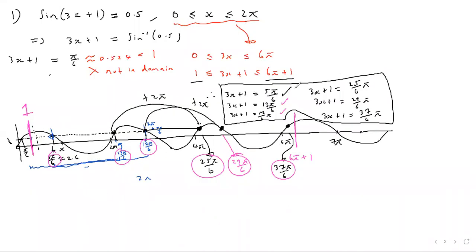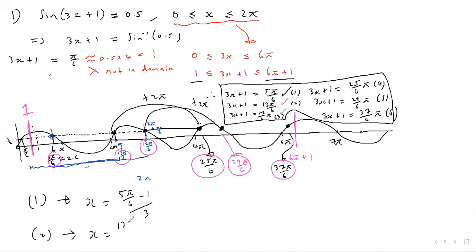So with the first one here, I'll call this 1, call that 2, call that 3, 4, 5, 6. So with this number 1, we've got, making x the subject of the formula there. Take 1 from both sides, divide by 3. You get x equals 5 pi over 6, take away 1 over 3. From number 2, you get x equals 13 pi over 6, take away 1 over 3. With your third one, you get x equals 17 pi over 6, take away 1 over 3.